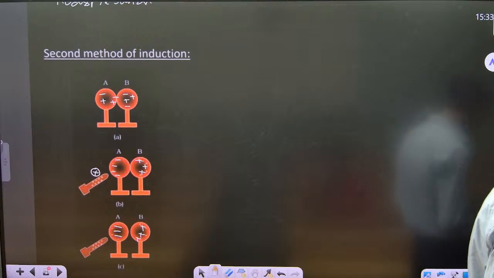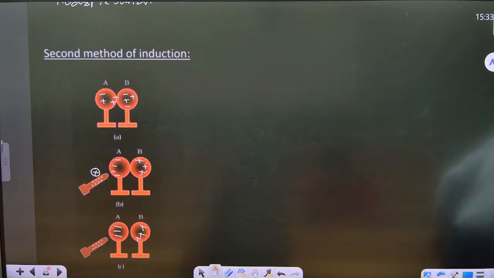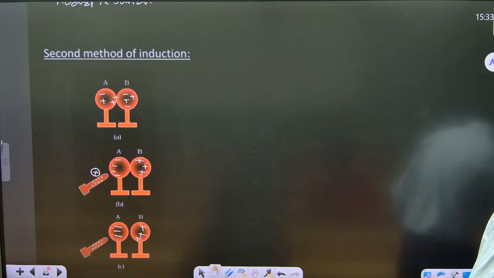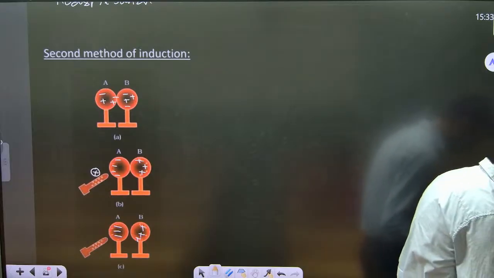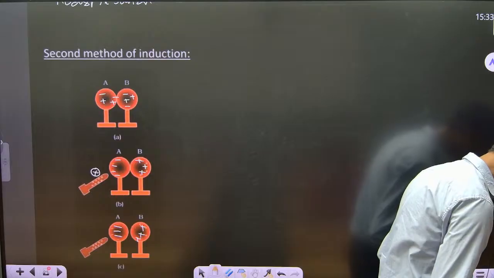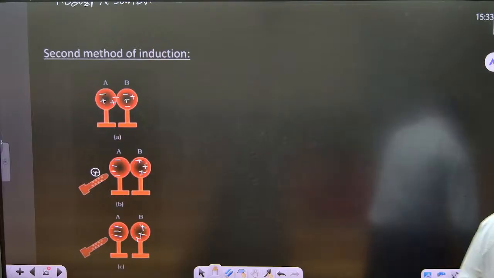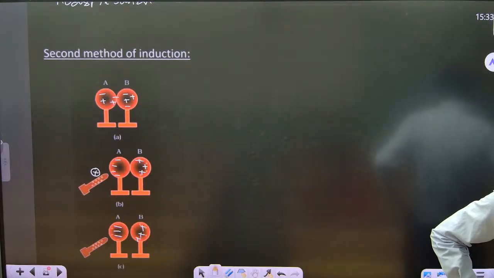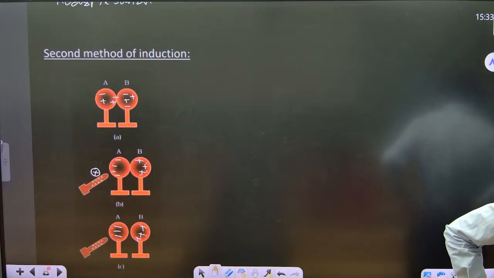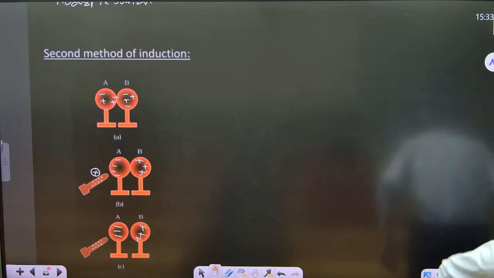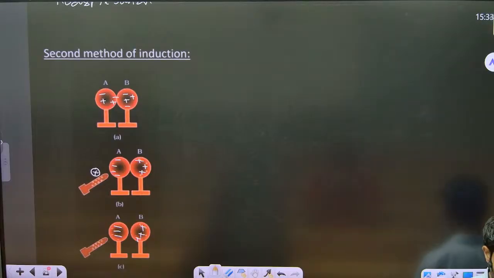Then we'll go ahead. Is this clear, this process? Online kids, take this down. Once you've written this, I'll move to the next slide, copy that also, then we'll go ahead.